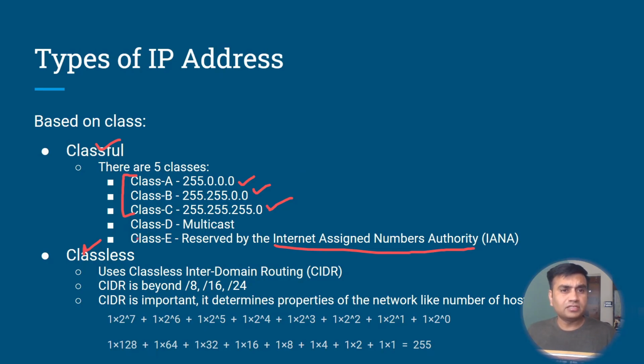Similarly, we have class D and class E. We are not going to discuss them in detail here. They are for multicast and reserved categories, not for our use. Also, we have another category called classless IP address.